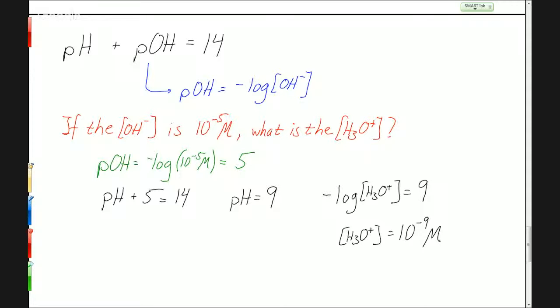Now, if that were not a nice number, like let's say it was 9.2, then we would have 10 to the minus 9.2. But we don't usually leave things in that form. So we would put that in our calculator and say, okay, what's 10 to the minus 9.2? And then we'd write down that answer as our answer.